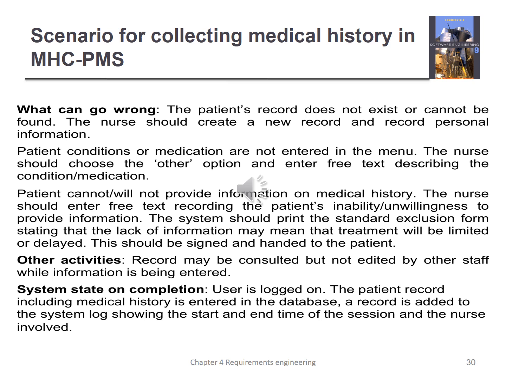Then we continue with the scenario. What can go wrong? The patient record does not exist or cannot be found. The nurse should create a new one. Patient record, patient condition, or medication are not entered in the menu. The nurse should choose the other option. Patient cannot or will not provide medical history information. The nurse should enter free text.